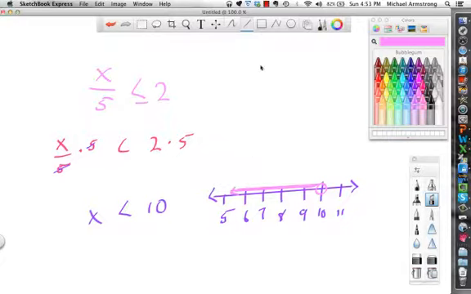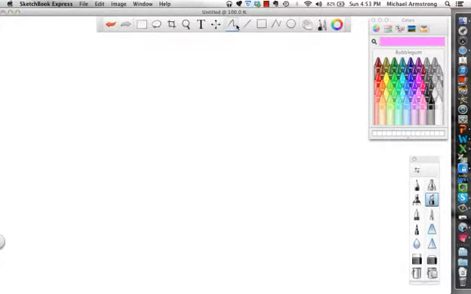And that's the picture of the graph. So that's example number 1. Example number 2 is similar, but we have to use division instead. 4n is greater than 32.